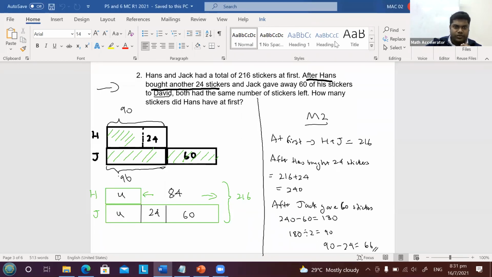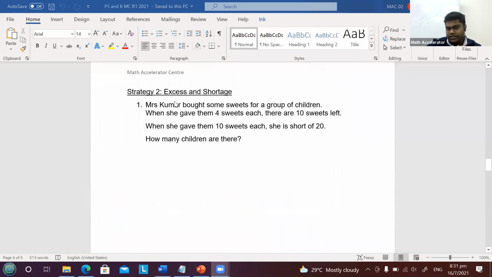Okay, now let's go to strategy number 2. Strategy number 2 involves excess and shortage. For those of you in primary 5 and even in primary 6, this question will always appear in your prelims and final year exam. It's a very popular question.